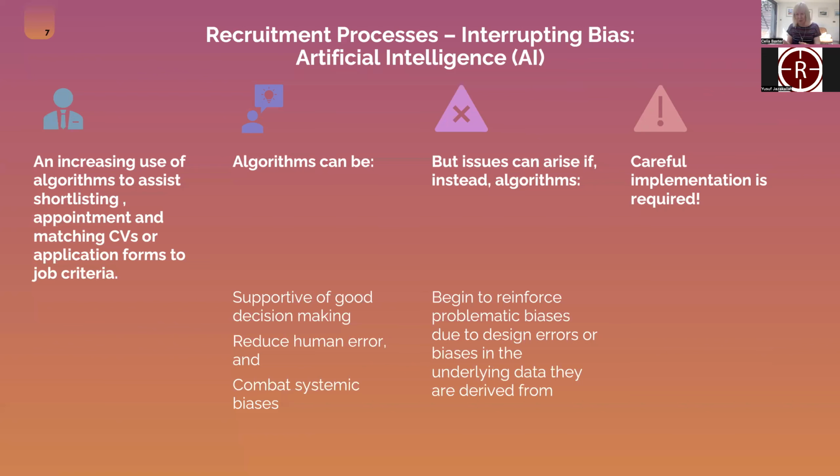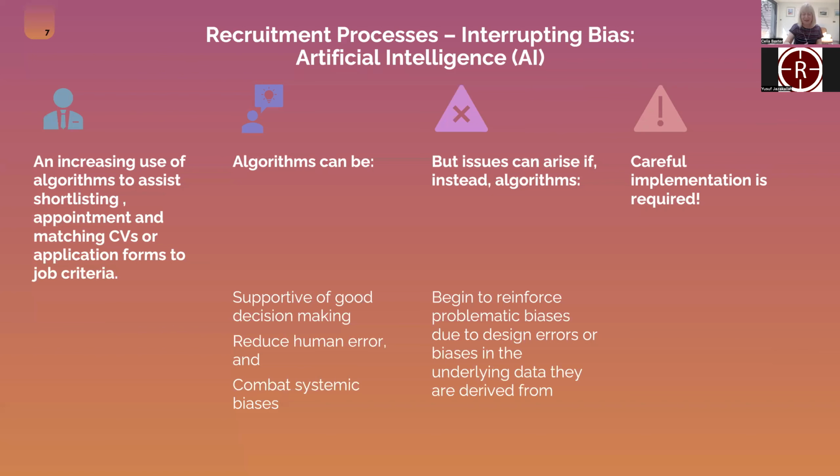Now, everybody's also heard that, well, AI, there's problems because AI is always going to be biased. No, it doesn't have to be biased. What AI has to be is controlled and monitored, and the algorithms have to be looked at and double checked and made sure that there are no design errors or biases in the underlying data that it's derived from, because otherwise those biases will go through.